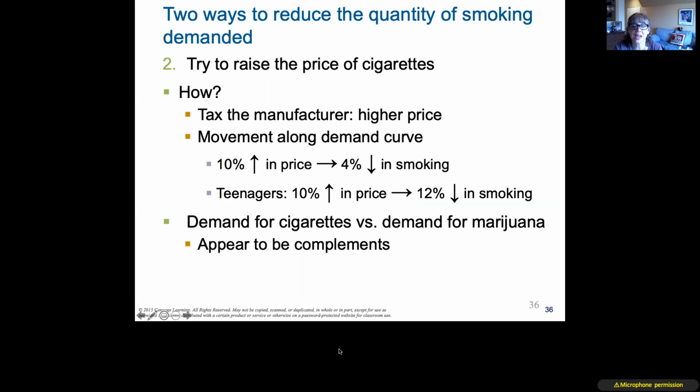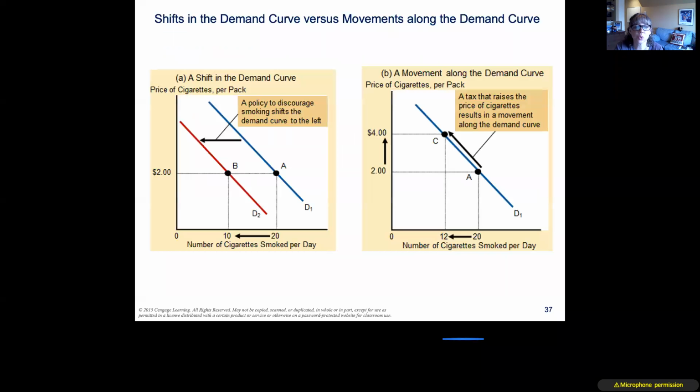Now, anybody who read ahead has just seen what I just said. However, they found out an interesting thing. They found out that the complement to cigarettes was marijuana. So whereas they decreased the overall demand for cigarettes, people just moved over to marijuana. So what ended up happening?